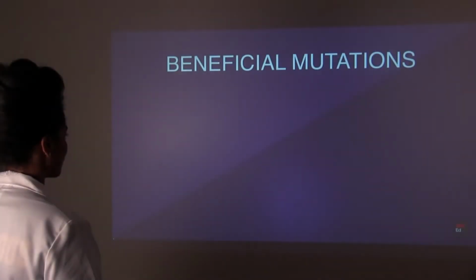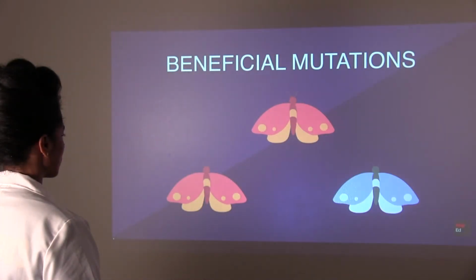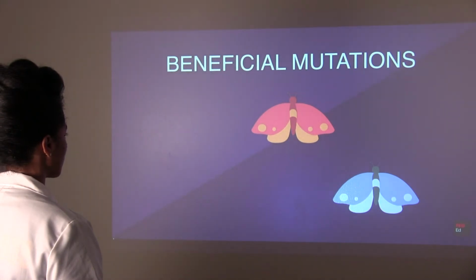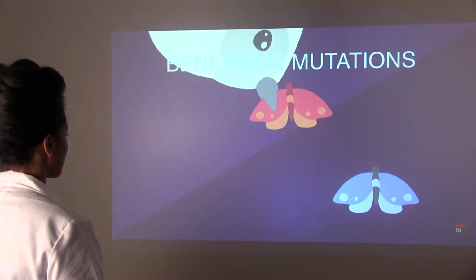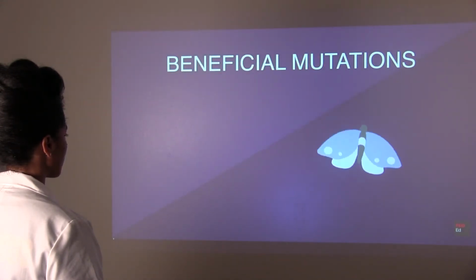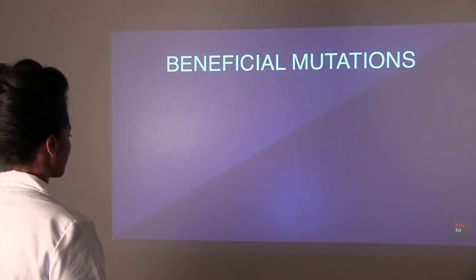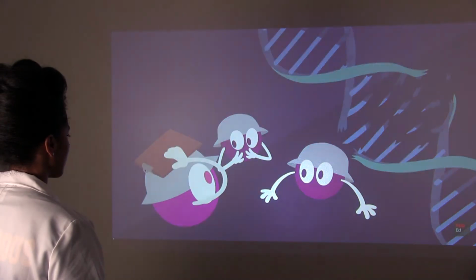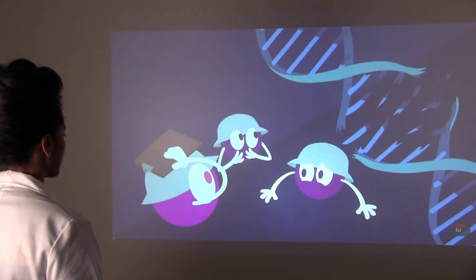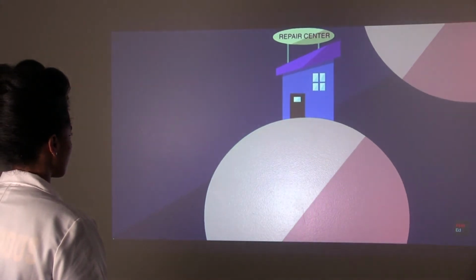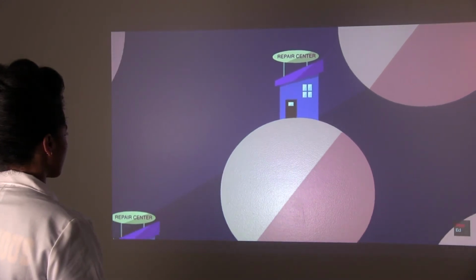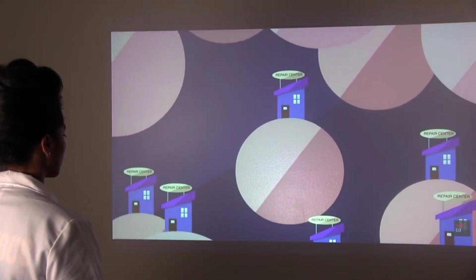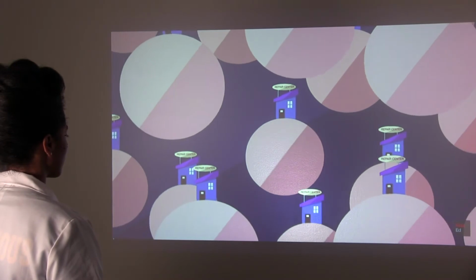Of course, changes to DNA aren't always bad. Beneficial mutations can allow a species to evolve. But most of the time, we want DNA to stay the same. Defects in DNA repair are associated with premature aging and many kinds of cancer. So if you're looking for a fountain of youth, it's already operating in your cells, billions and billions of times a day.